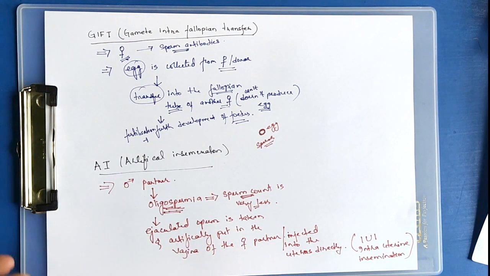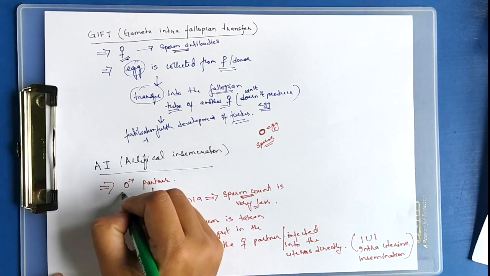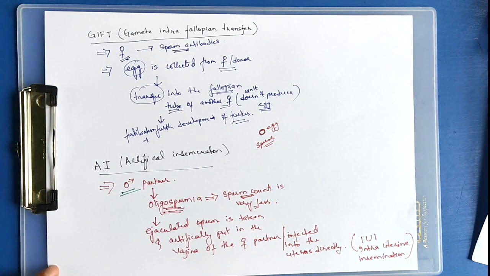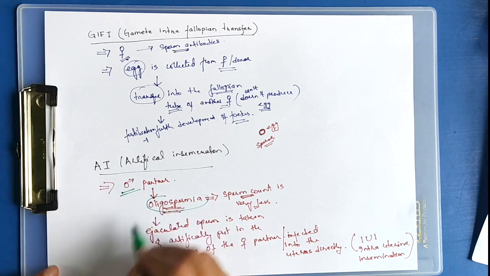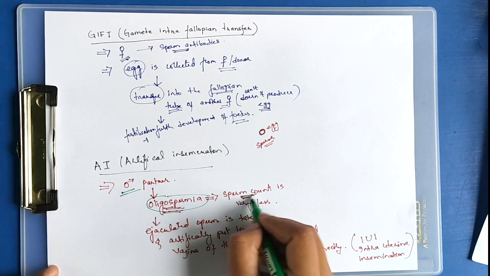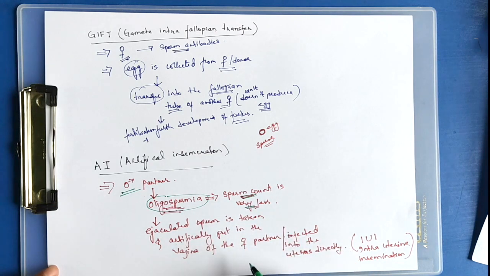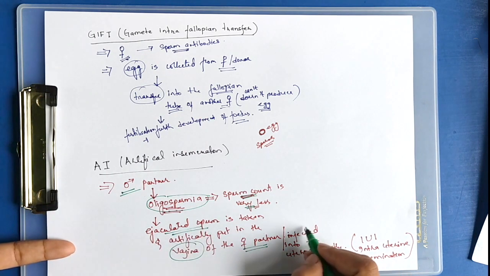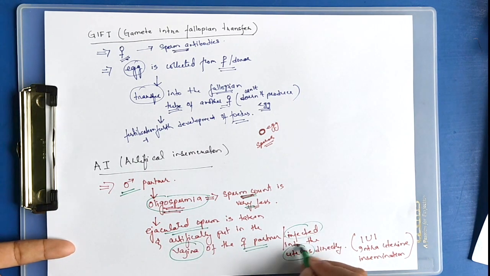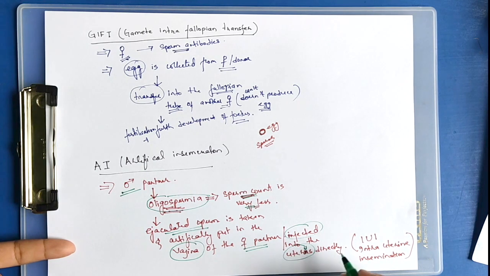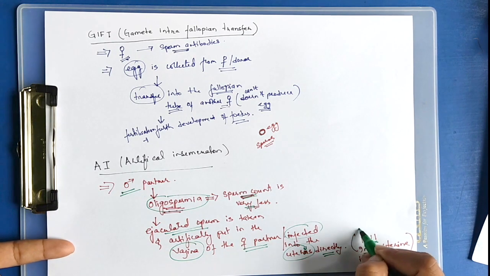AI, artificial insemination, is usually used for male partners. If the male partner is suffering from oligospermia, where the sperm count is very low, the ejaculated sperms will be taken artificially and put back into the vagina of the female partner, or injected directly into the uterus. This process is known as IUI, intrauterine insemination.